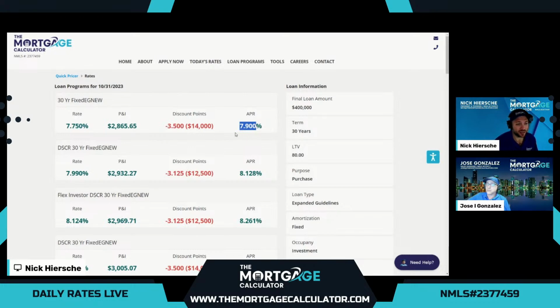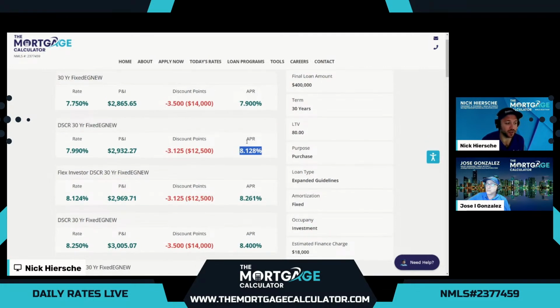So great options here. Even this second option actually beats out conventional by a touch at an 8.128 APR, I believe. So great options for DSCR at the moment. Investors are definitely hungry here.